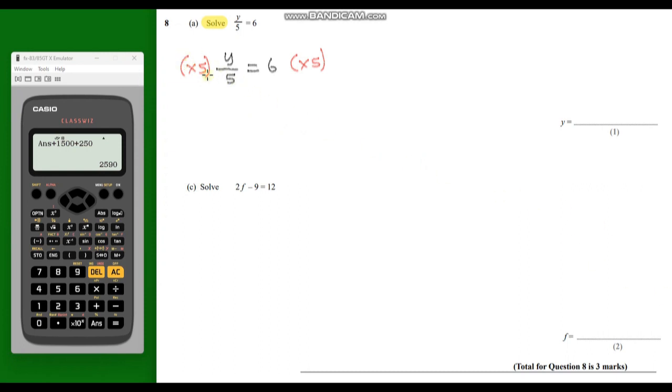On the left-hand side, well, the 5s will just cancel out. We'll only be left with y. That's the whole reason why we've done it, is to get y on its own. And on the right-hand side, 6 times 5, well, that is 30. So my answer is y equals 30.